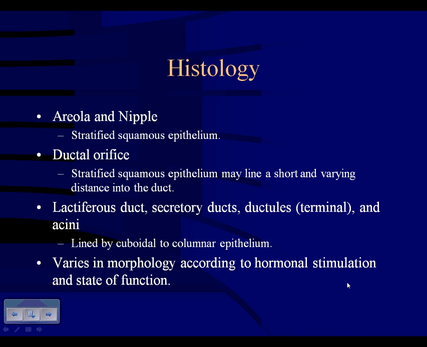All right, again, areola, as we mentioned already, the histology. Areola and nipple are covered by stratified squamous epithelium. The ductal orifice has a little bit of stratified squamous epithelium for a very short distance into the lactiferous duct, and then it becomes glandular, and it's glandular the rest of the way. Just like other sites in the body, the larger ducts have more columnar epithelium, and as they get smaller, the epithelium gets shorter and flatter, becoming more cuboidal in the smaller ducts. Their function does vary according to the hormonal stimulation.